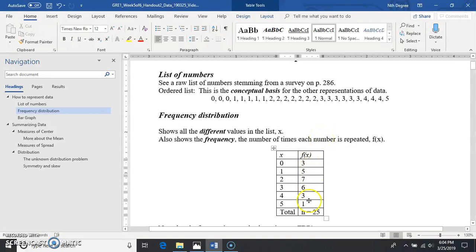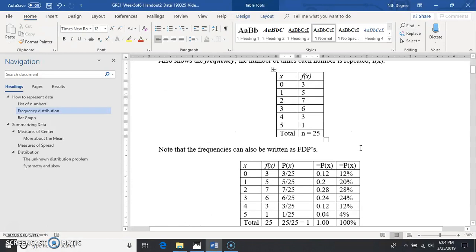Notice that if you add up all the frequencies, they add up to 25, which is the size of the list. That value is usually called n for number. Now, underneath that table in your book, you're going to see another version of the table, but instead of the 3, the 5, and the 7, you see percents, 12%, 20%, 28%. Where did those come from? Well, basically, we're just turning these whole numbers into fractions, decimals, or percents.